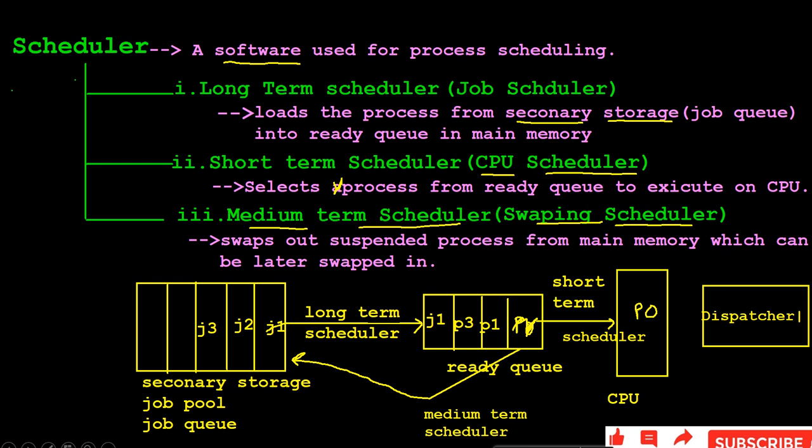So this is about the types of schedulers. More detail about the types of scheduling, the scheduling algorithms, we will discuss in our coming lecture.